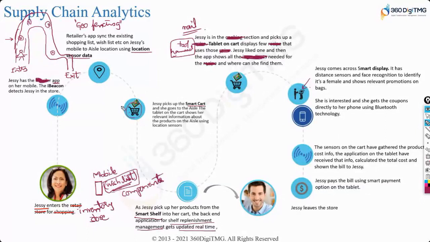The moment you keep placing products in the cart, it will automatically calculate the total cost. And it will show the bill to Jesse. Jesse can say, hey, bill to my department. And Jesse might say, hey, let me pay it now, but I'll pay it using smart payment. That's it. So the entire journey of a person from start until end is digitally transformed, and that's called digital transformation.